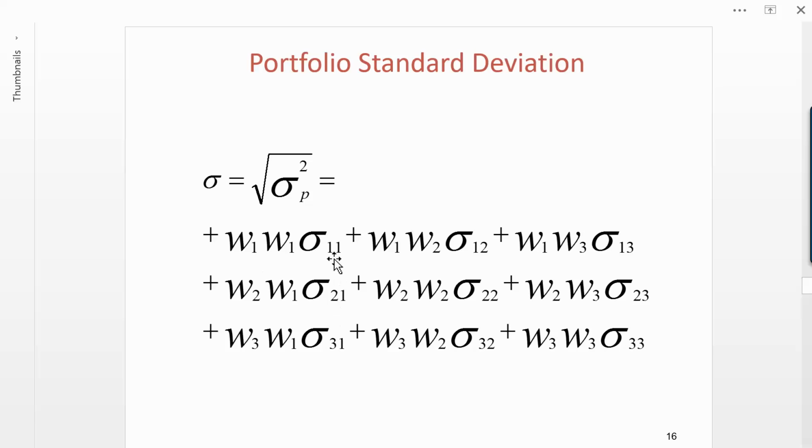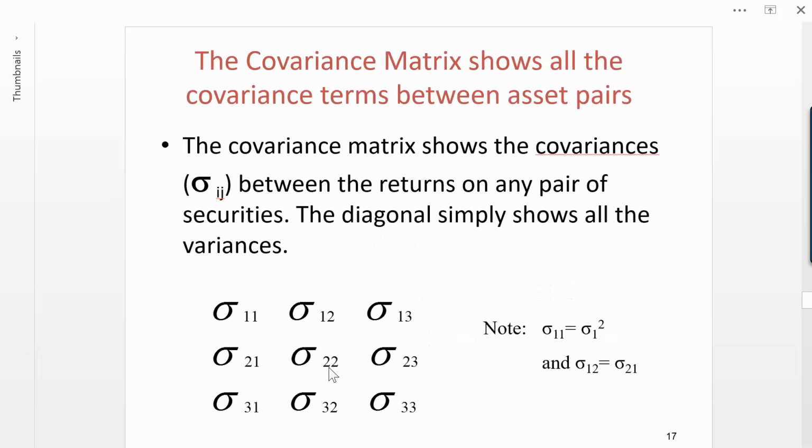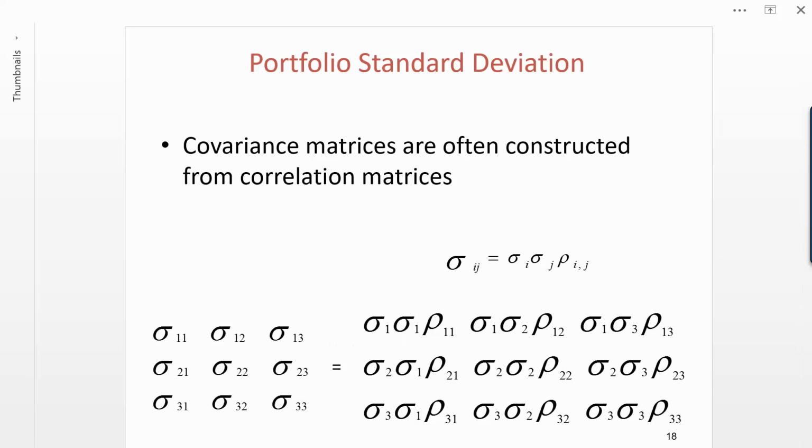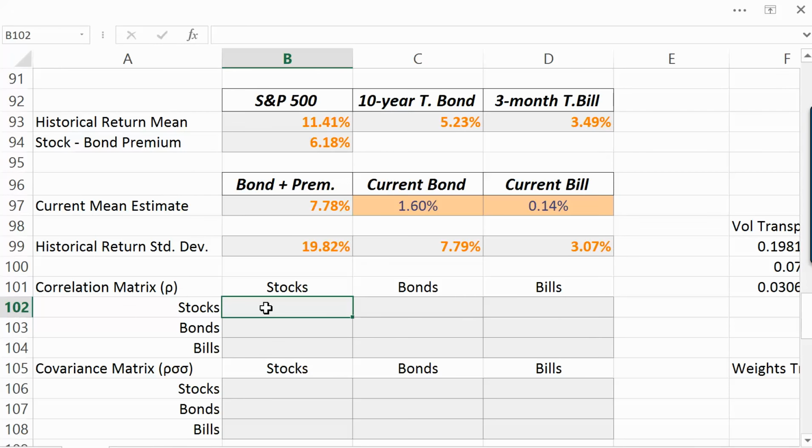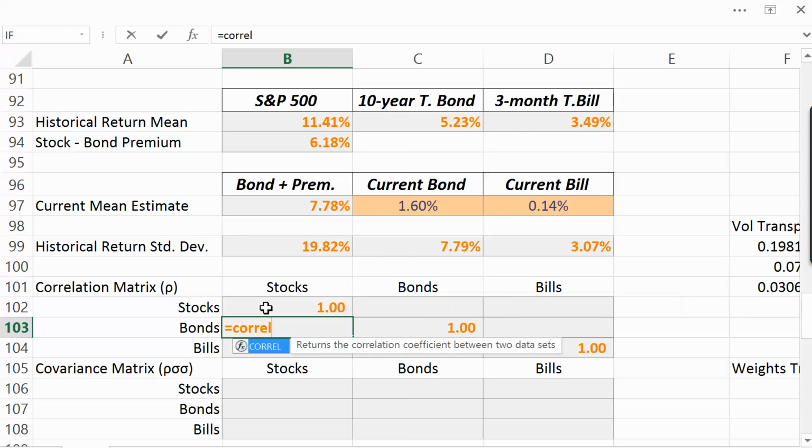Now, normally in finance, we don't start with the covariance terms, although we could. We normally start with a correlation matrix and build the covariance matrix. So let's do that. So the correlation matrix, the correlation between all the different assets. Let's first put in ones. Every asset is perfectly correlated to itself. Now we just need to know the correlations between the different assets. We can say equals CORREL and do stocks and bonds. So the correlation between stocks and bonds is negative 0.03. That means it's almost zero. It means these are almost random independent events.